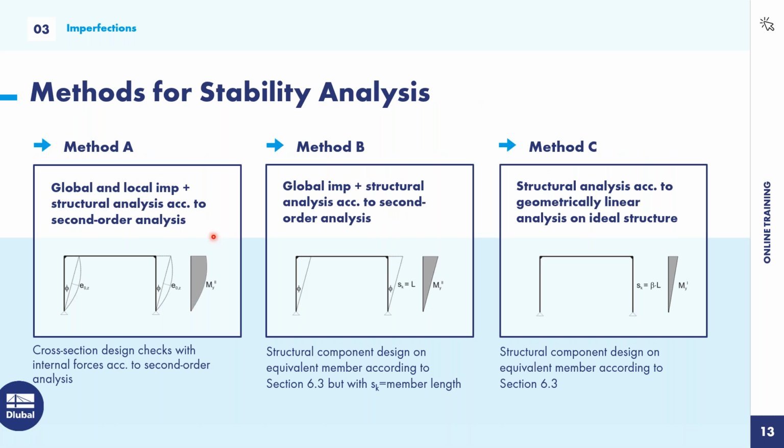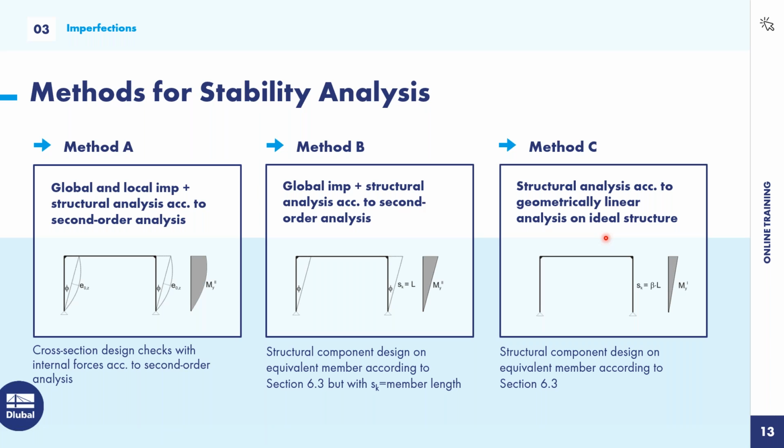Okay, so what methods do we have for stability analysis? When do I need to consider these imperfections, which we handled on the last slide? Normally only when I do second order analysis. On the left side, we have one method, method A. Here we consider a global and local imperfection, and we calculate the structure according to second order analysis. The design check is only the cross-section design. So in order to consider the stability, we only do a cross-section design check with internal forces according to second order analysis. This is the one extreme. The other extreme is method C. Here we don't need to consider any second order effects. Here we refer to the equivalent member method.